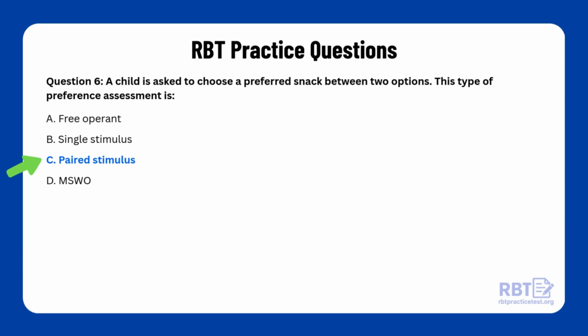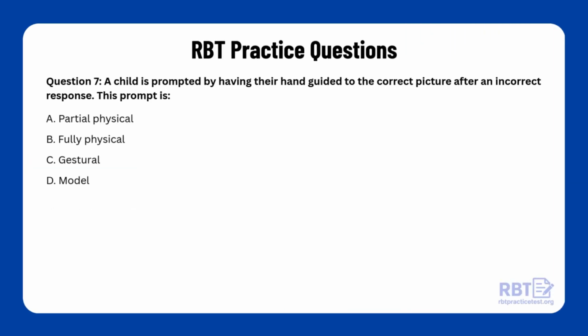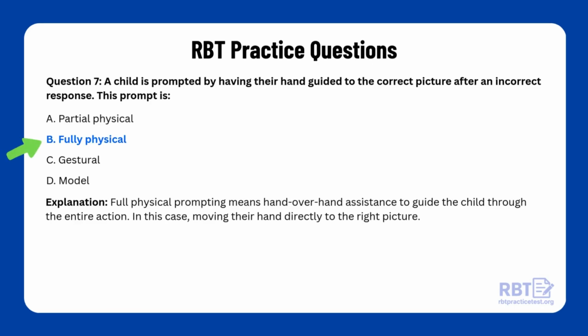Question number 7. A child is prompted by having their hand guided to the correct picture after an incorrect response. This prompt is A. Partial physical, B. Fully physical, C. Gestural, D. Model. The correct answer is B. Full physical prompting means hand-over-hand assistance to guide the child through the entire action. In this case, moving their hand directly to the right picture.